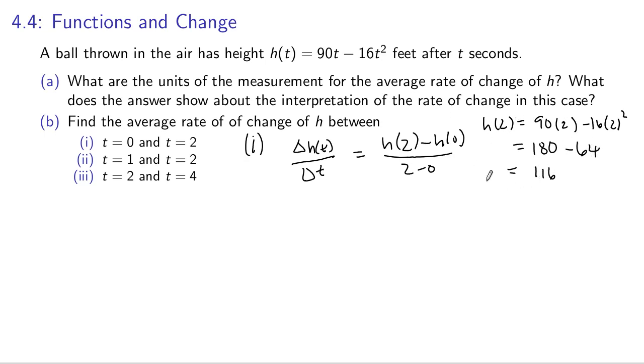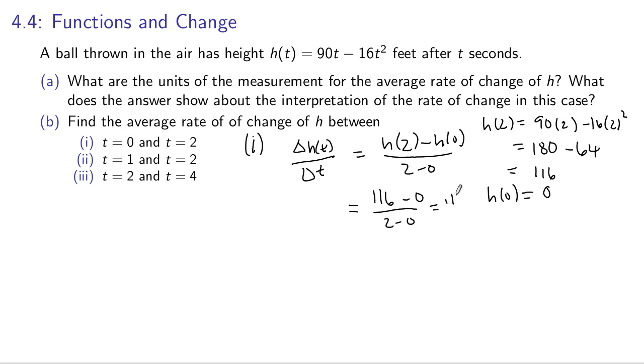So that's h of 2. H of 0, which would be the initial height, the height where we threw it at, is 0 because we have no constant term. 90 times 0 is 0. 16 times 0 is 0. Gives us 0.